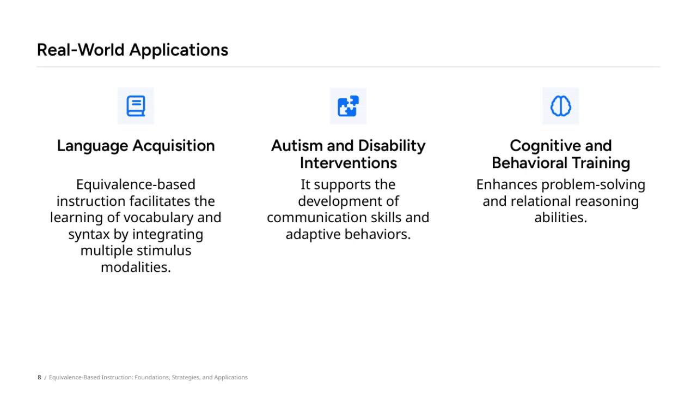Next, in the context of autism and disability interventions, equivalence-based instruction plays a crucial role in developing communication skills and adaptive behaviors, making daily interactions and learning more accessible. Finally, when it comes to cognitive and behavioral training, this method enhances problem solving and relational reasoning skills, helping individuals think more flexibly and make connections between concepts. These applications highlight the versatility and impact of equivalence-based instruction across various fields.